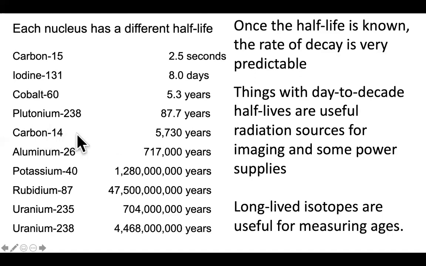Carbon-14, for example, is often used to date archaeological sites. Things like potassium-40 are able to measure the age of rocks back billions of years. So these are extremely useful things for a variety of fields because they're so predictable.